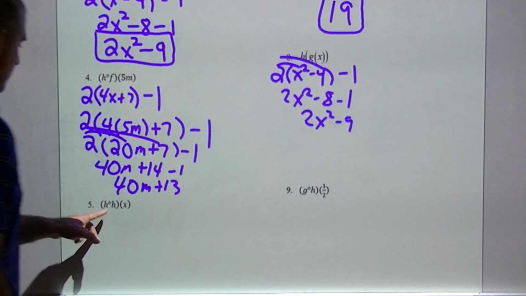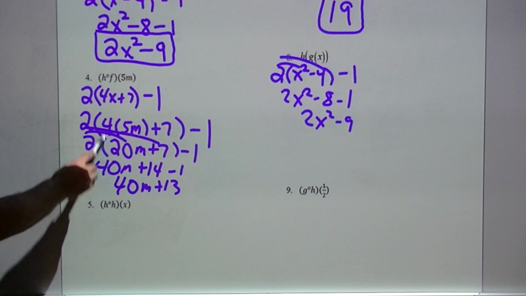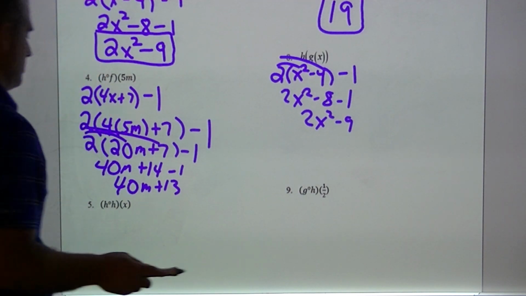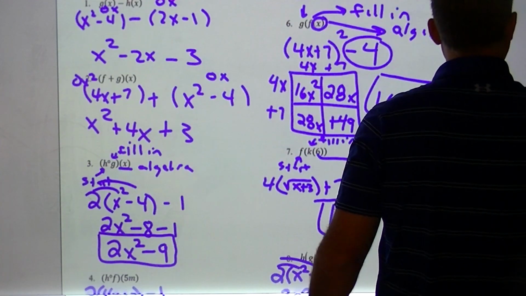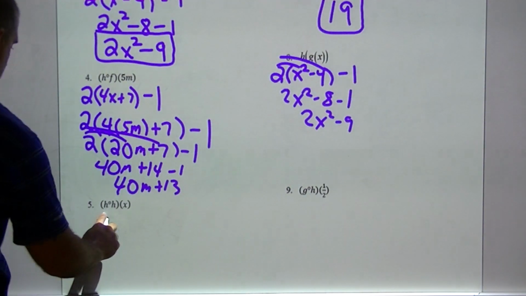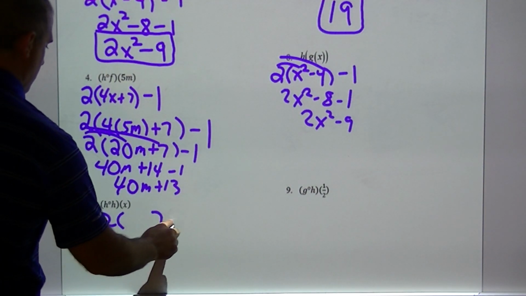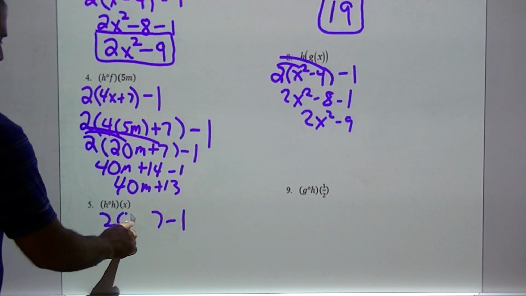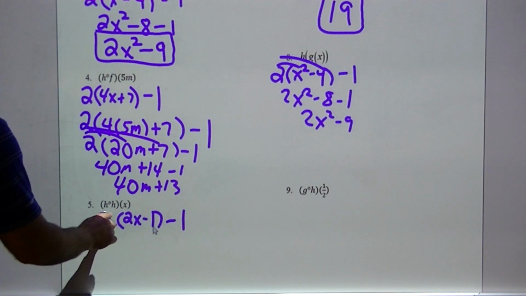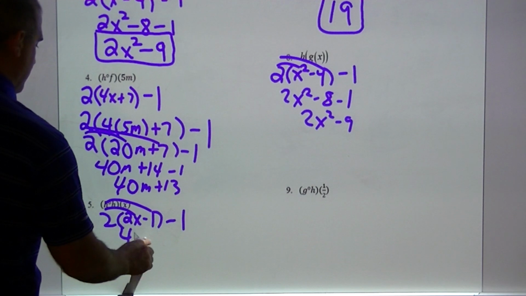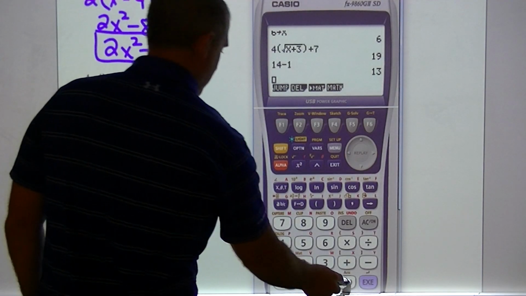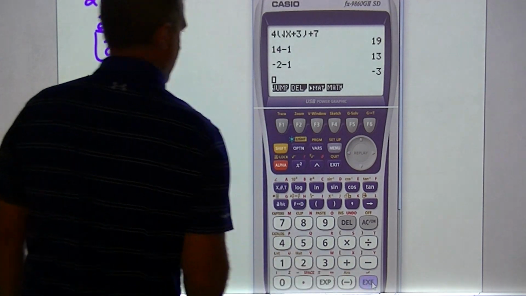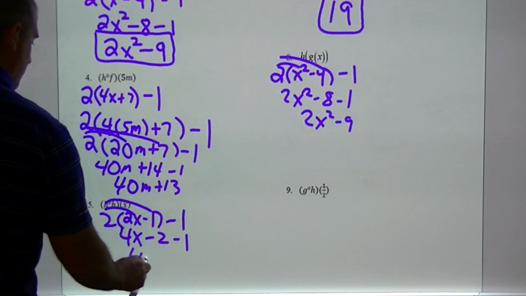This is h of x. So what I'm going to do is I'm going to start with the h function, which is 2x minus 1. Okay? Now, I'm going to replace it with 2x minus 1. So I distribute that. That's going to be 4x minus 2 minus 1. The minus 2 combines there, which is going to be minus 3.